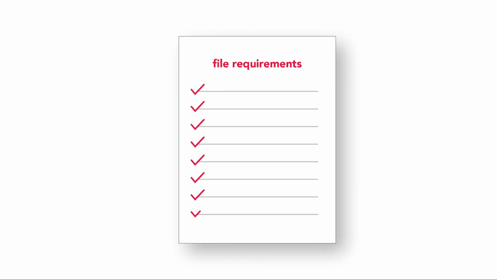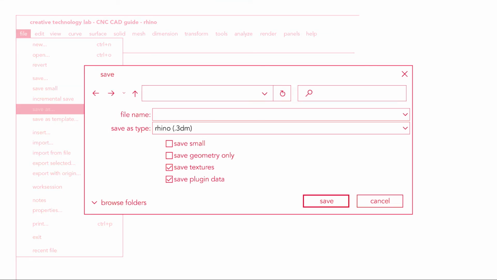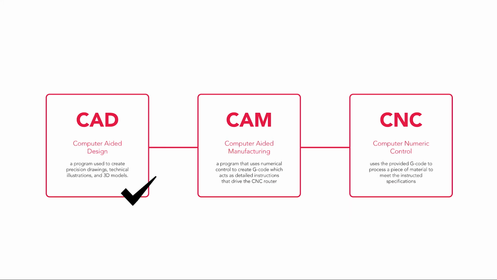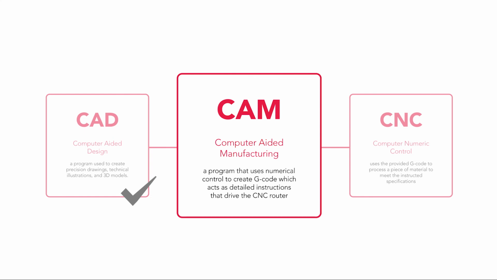Once your file is complete and all applicable requirements are met, save your file according to the Design and Technology Lab's naming convention as shown here. It is recommended that your file be saved in .3dm format. With your CAD file complete, you are now ready to move on to the next step, programming your CAM operations.